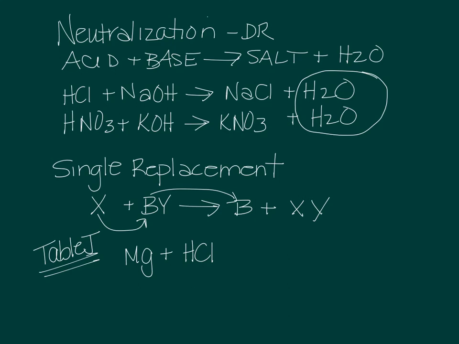But how do I know if something can get kicked out? I have to go to Table J. The element pushing in has to be above the one that it's pushing out. So if you look at Table J, Mg is above H. So it can kick H out. And when H is by itself, it's diatomic, so it's H2. And then the Mg hooks up with the Cl. But remember, this is +2, this is -1, so it's MgCl2. And this isn't balanced. I'd have to put a 2 here to balance it if we're really covering all the bases here.